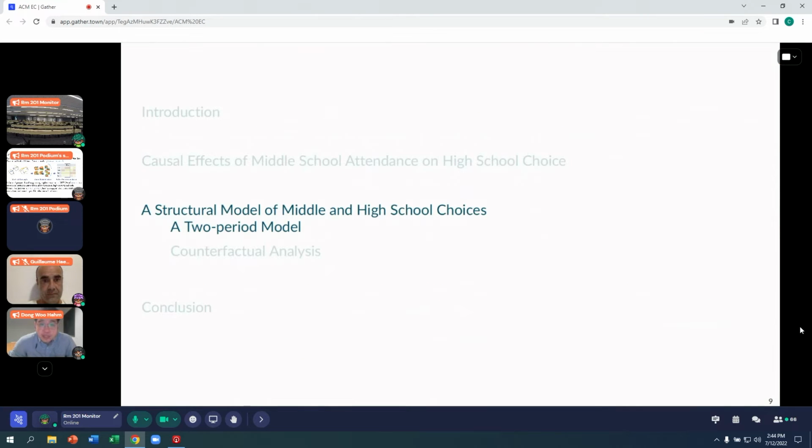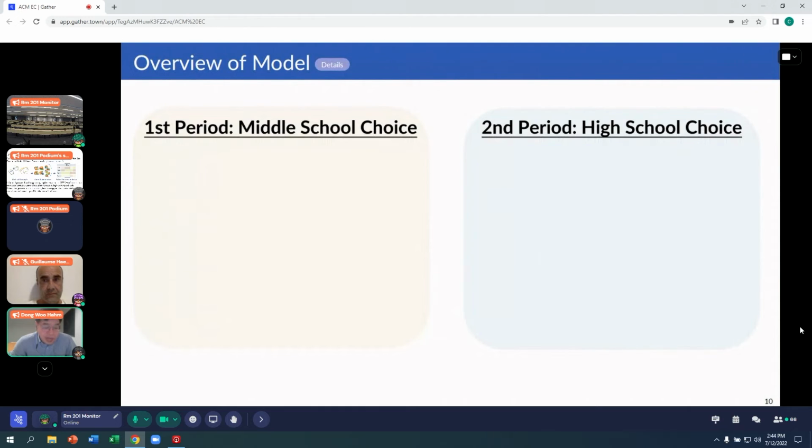Okay. So here, I'm not going to give you all the equations. In fact, I'm not going to show you any Greek letter, but rather explain my model in a graphical way. The model is a two-period model, where the first period corresponds to the middle school choice, and the second period corresponds to the high school choice. Since it's a finite horizon model, I'm going to start from the second period.